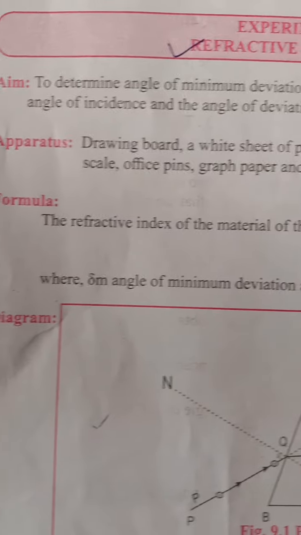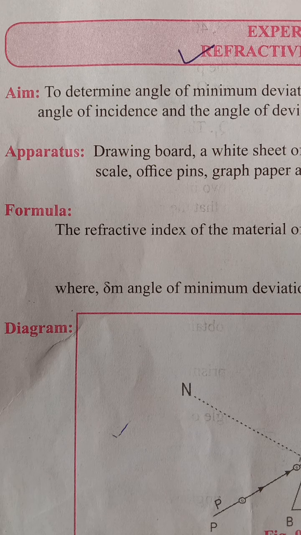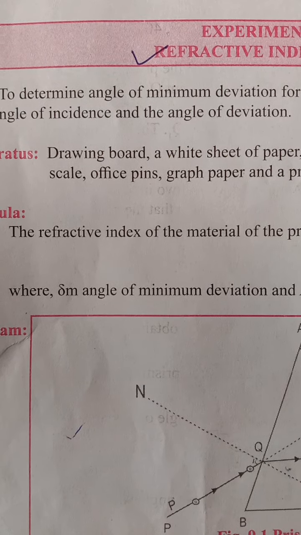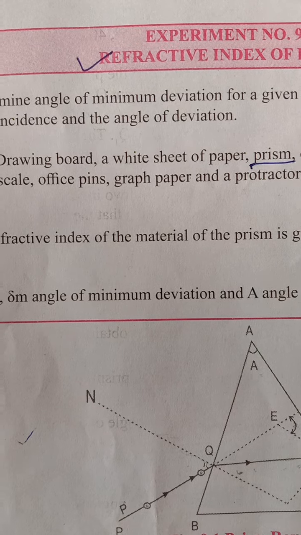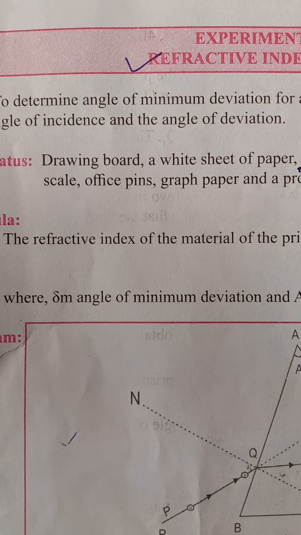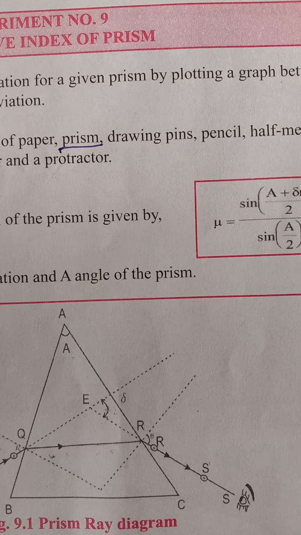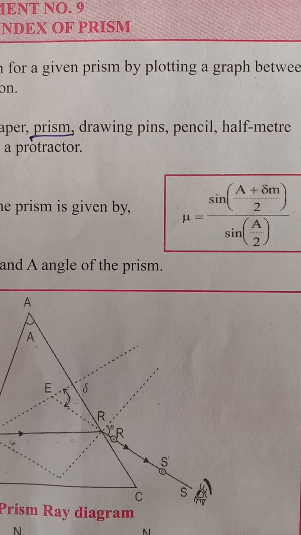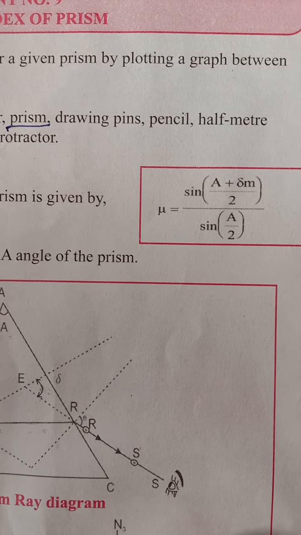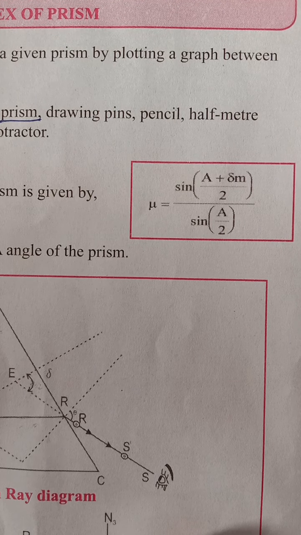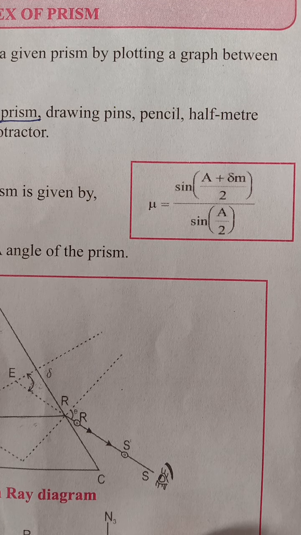Now the formula which will be used here is for the refractive index of the material of the prism. The refractive index mu is equal to sin of (A plus delta m) by 2, divided by sin of A by 2. Mu equals sin (A plus delta m) by 2 upon sin A by 2.